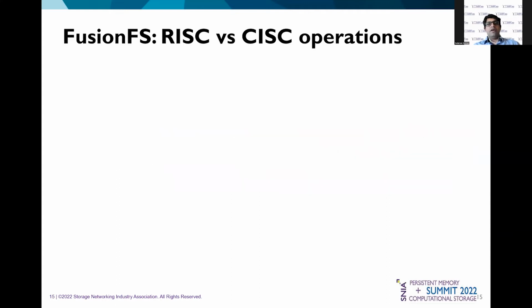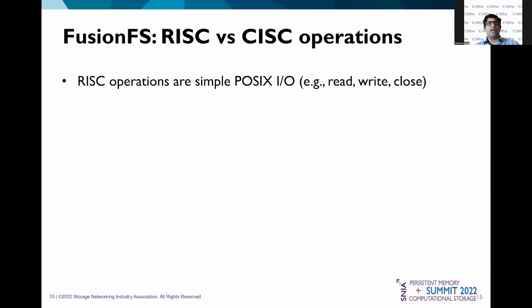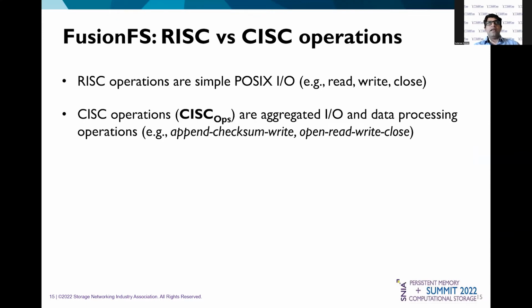If you think about it, a RISC is like a simple instruction, for example, read a block or write a block. Whereas CISC could be a more complex operation, for example, you can aggregate IO and data processing, such as append checksum write or read-modify-write and so on.